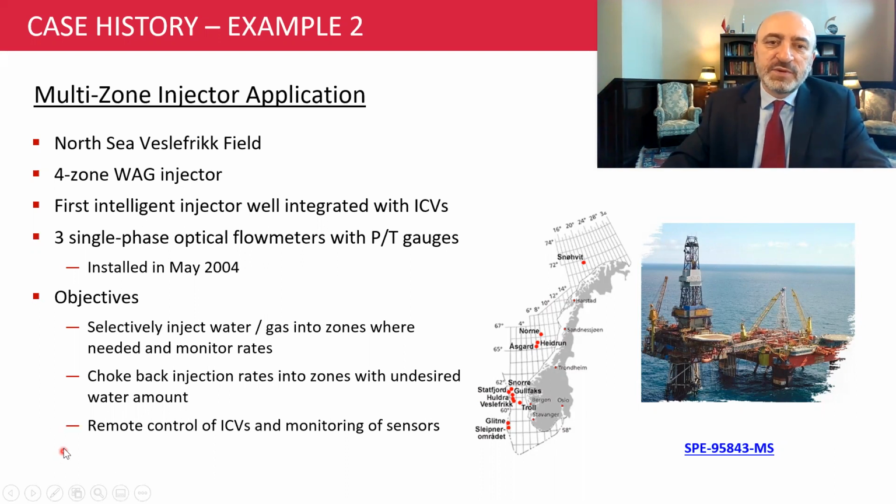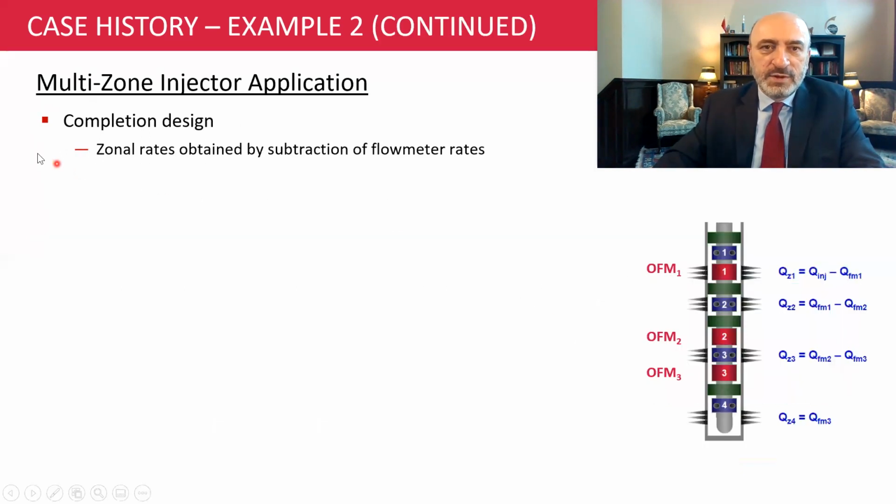So all the details, results, and challenges on this case history were published in an SPE paper co-authored with the operator. And it was also presented in an SPE conference in 2005. So all the information is available in the public domain. The completion design was such that the zonal injection rates were obtained by subtraction of the flow rates measured by the flow meters. So here's a simplified schematic of the measurement system.